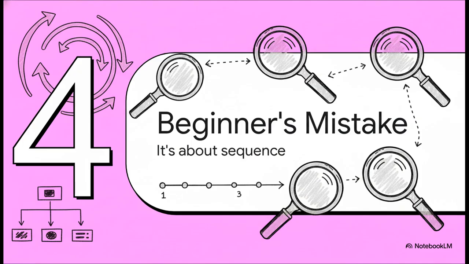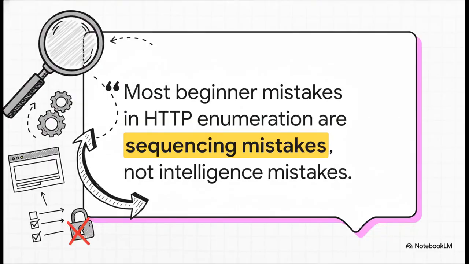Now let's talk about something really important. Section 4, how to avoid the beginner's mistake. And trust me, it's not about being the smartest person in the room. It's about being methodical. It's about sequence. Seriously, let that one sink in. Most people who fail at this aren't failing because they're not smart enough. They're failing because their sequence is wrong.